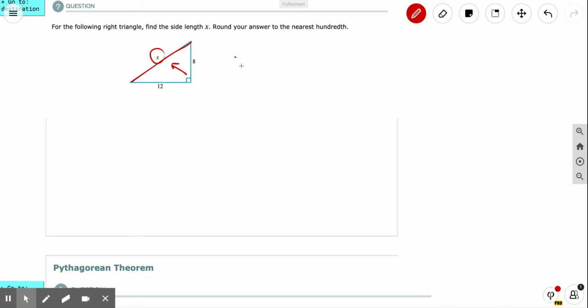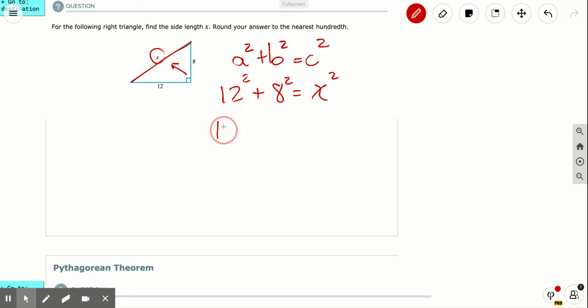So, formula, substitution, resolution. First, the formula. Then substitution. I'm going to call 12 a. It doesn't matter. I could call it a or b. We can interchange those. But c is x squared. That's the formula. This is substitution. Notice I'm keeping everything nice in line. Resolution. 144 plus 64 equals x squared.